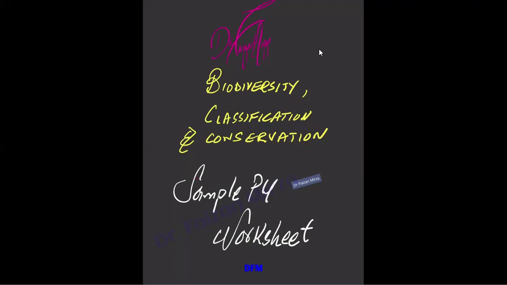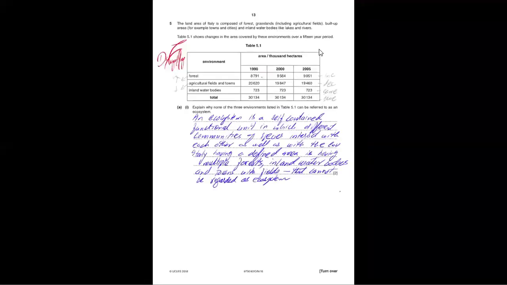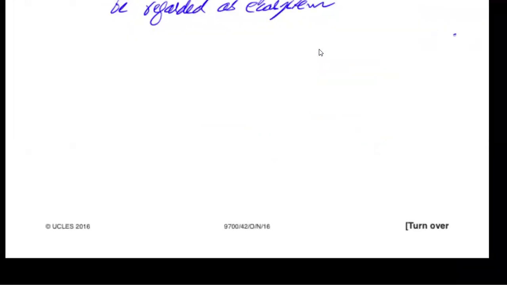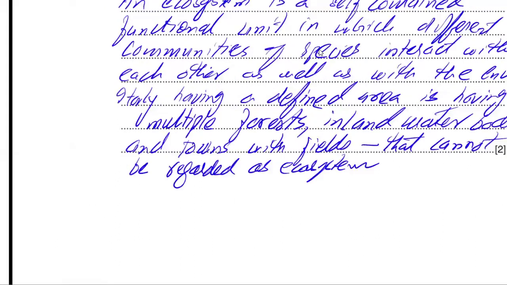So the first question that I'm discussing with you is basically dealing with some ecosystem details. This question came in October/November 2016, and this is from variant 2 of Paper 4. So what question was this?